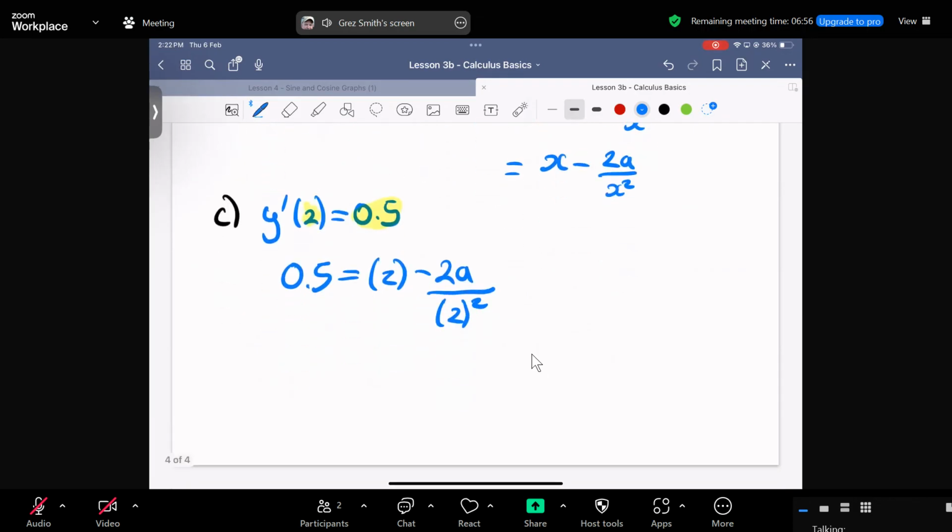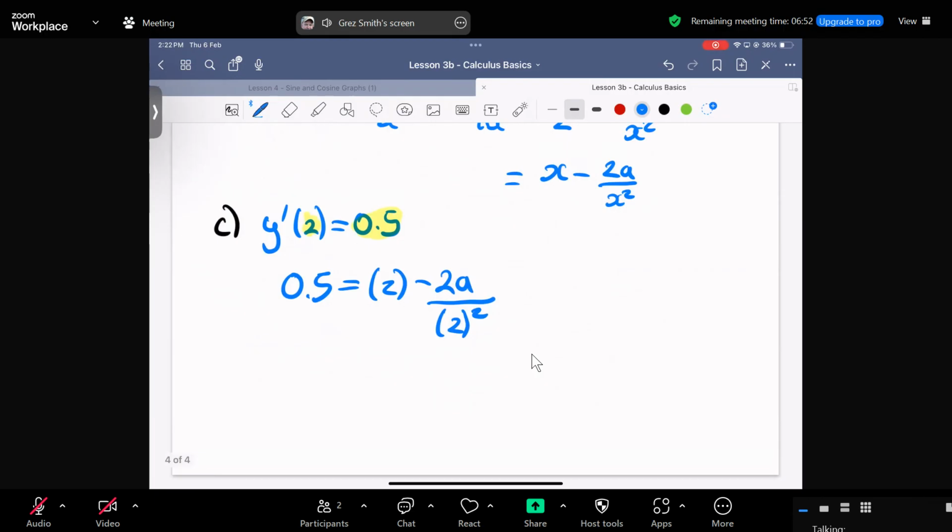We can nSolve this if we want. Let's have a go at nSolving that. Why risk getting my algebra wrong, eh? Let's use nSolve. Where are we? Algebra 6. And we get 0.5 is equal to 2 minus 2x over 4. Solve for x. This implies that a is equal to 3.